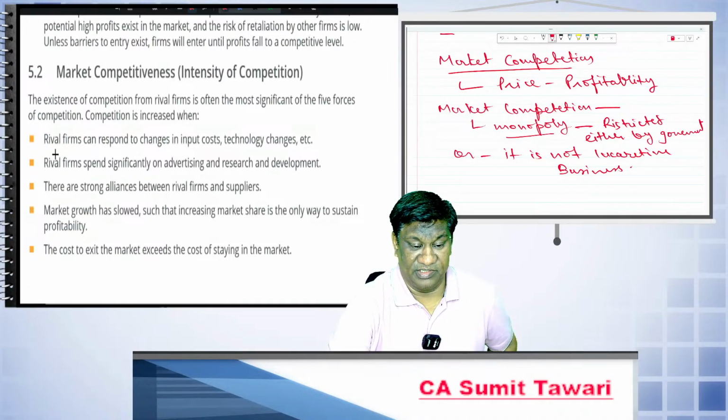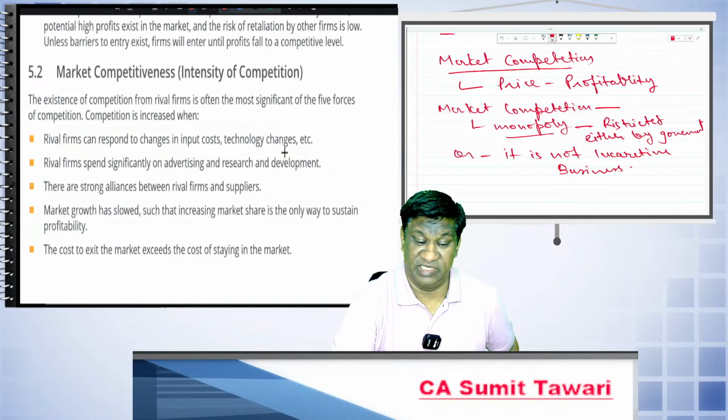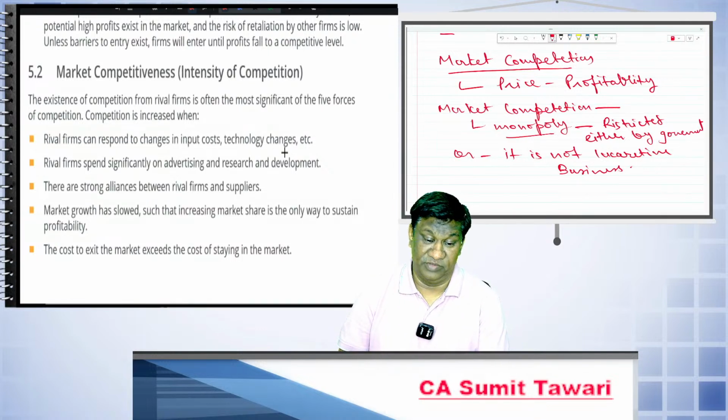The issues given here are that a rival firm can respond to changes in input cost and technology, which we need to consider. Rival firms spend significantly on advertising and research and development, and there are strong alliances between rival firms and suppliers. Market growth is such that increasing market share is the only way to sustain profitability, which means you have a chance to increase market share. And the cost to exit the market exceeds the cost of staying in the market, so then we can survive. These are factors we need to evaluate, of course.